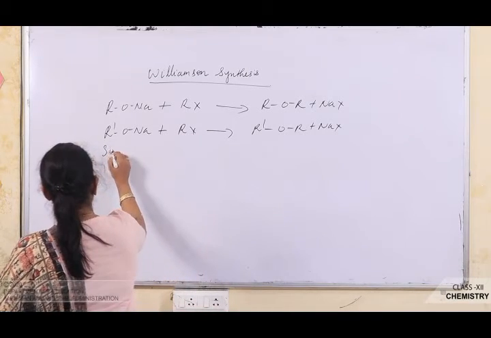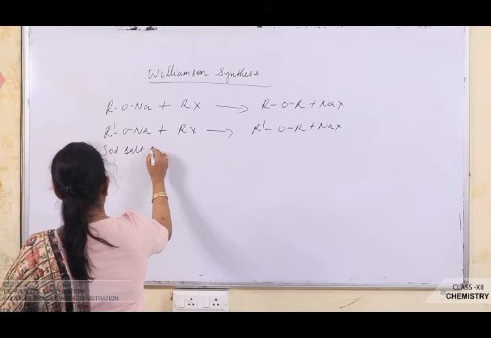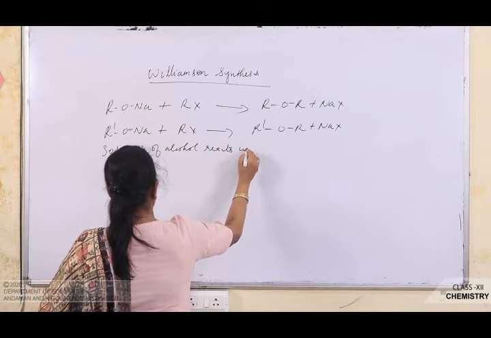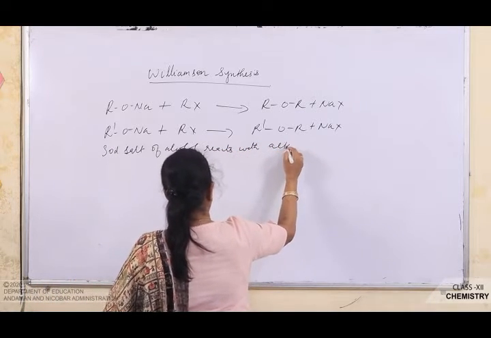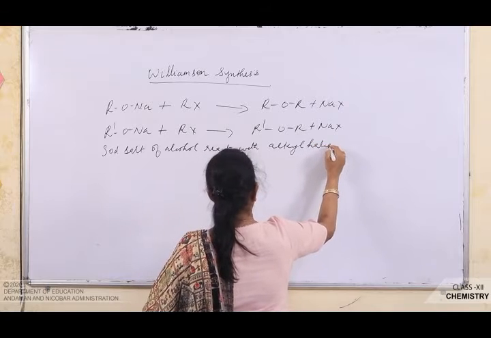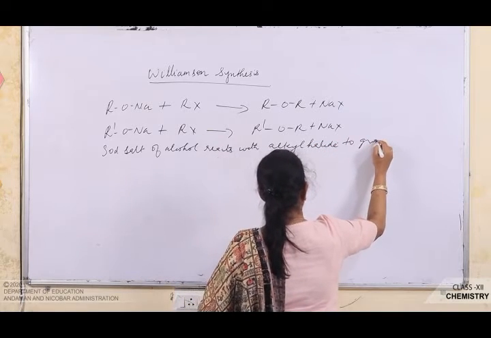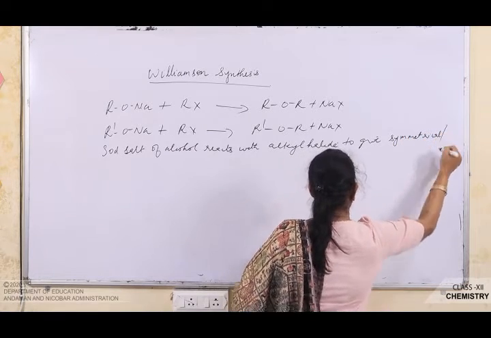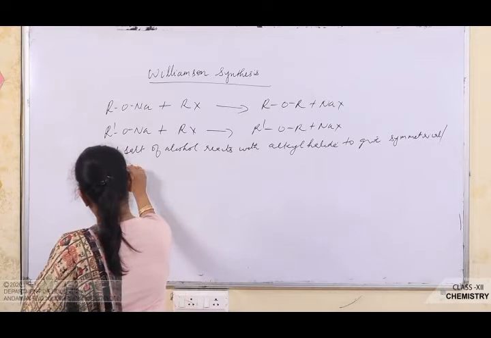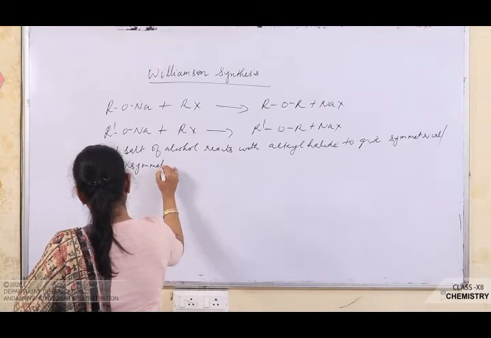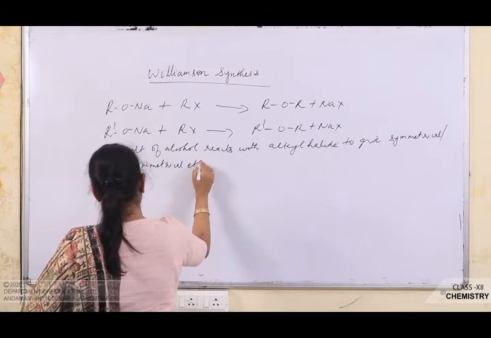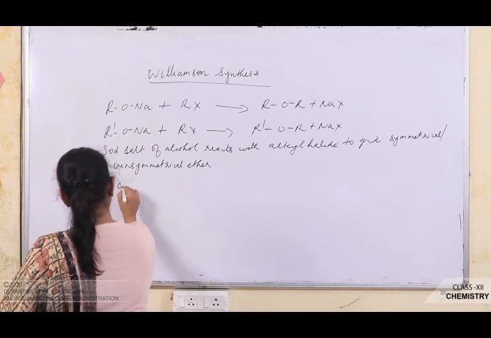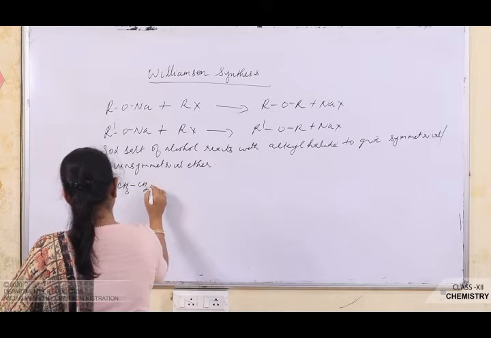So, sodium salt of alcohol reacts with alkyl halide to give symmetrical or unsymmetrical ether. So, that is known as what? Williamson synthesis.